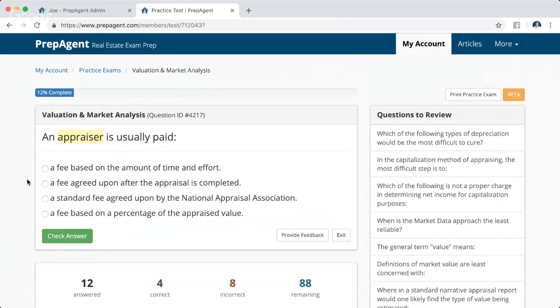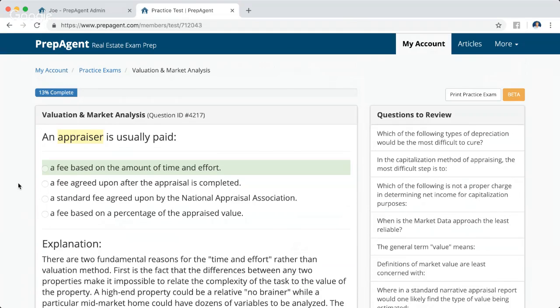An appraiser is usually paid A, a fee based on the amount of time and effort, B, a fee agreed upon after the appraisal is completed, C, a standard fee agreed upon by the National Appraisal Association, or D, a fee based on a percentage of the appraised value. Answer is A.